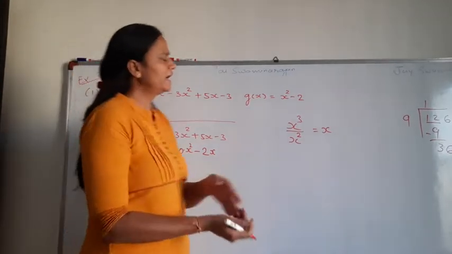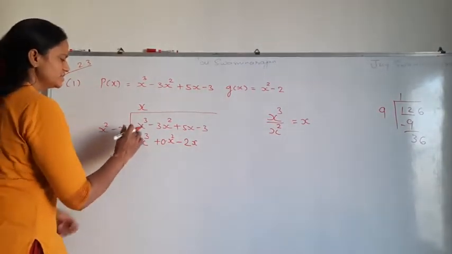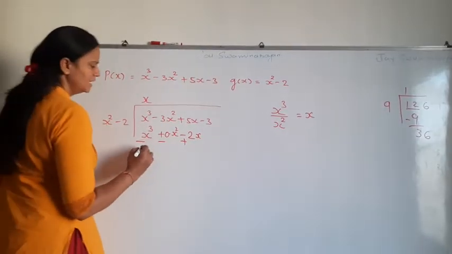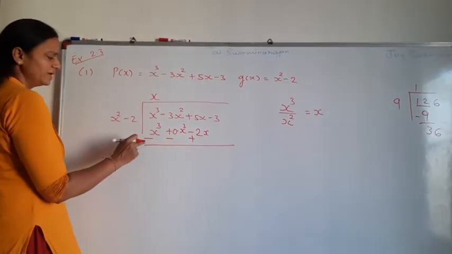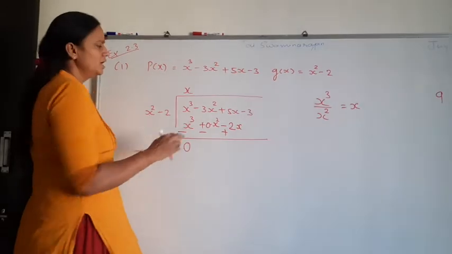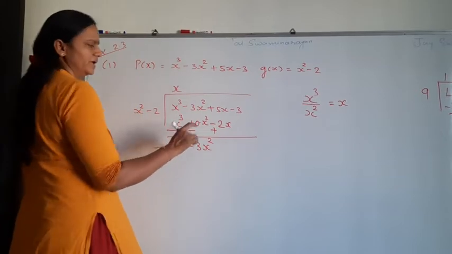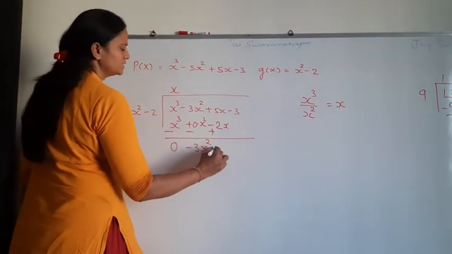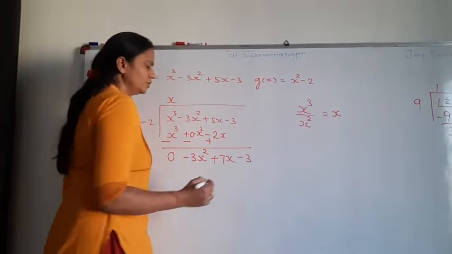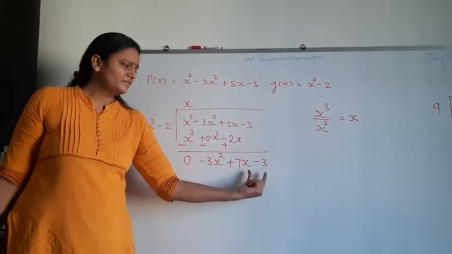Now as we subtracted 12 minus 9, here also we have to subtract. So let us change the signs: this plus will become minus and this will become plus. Now let us add x cube. Now we consider the new signs. So plus x cube minus x cube is 0. Now minus 3x square minus 0x square is minus 3x square. Then plus 5x and plus 2x is plus 7x. And we will take minus 3 here. Now minus 3x square plus 7x minus 3 is our new dividend.